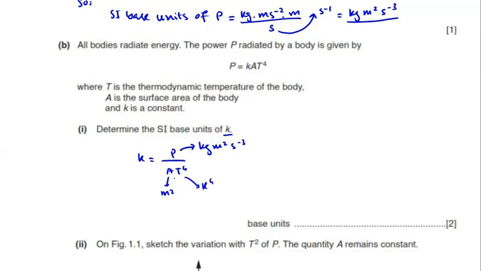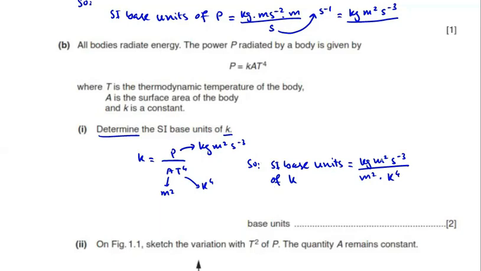So students, this is the expression for K in terms of quantities we know the SI base units of. So we can simply replace these quantities by their SI base units to determine the SI base units of K. So the SI base units of K are equal to SI base units of power, kilogram meter squared per second cubed, over SI base unit of area, meter squared, times SI base unit of T to the 4, which is K to the 4.